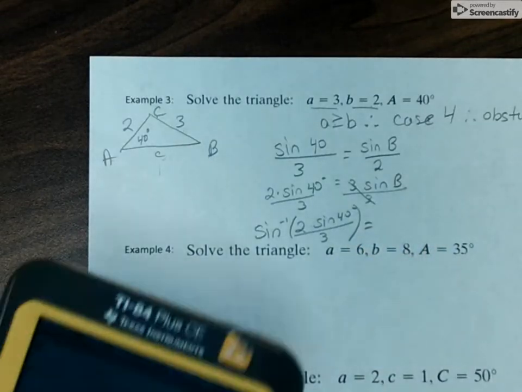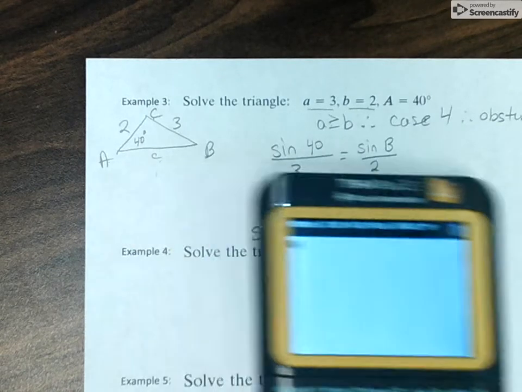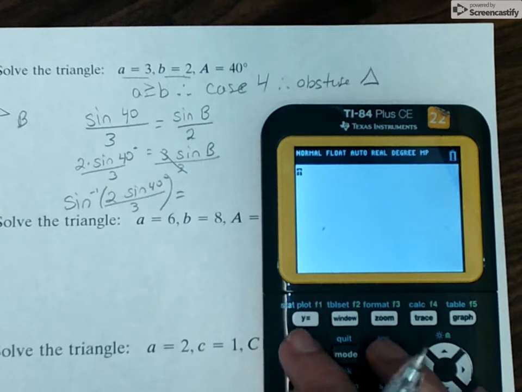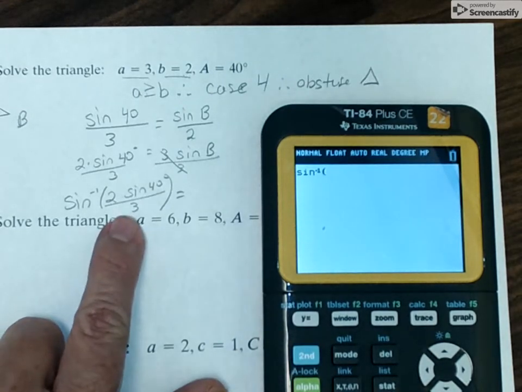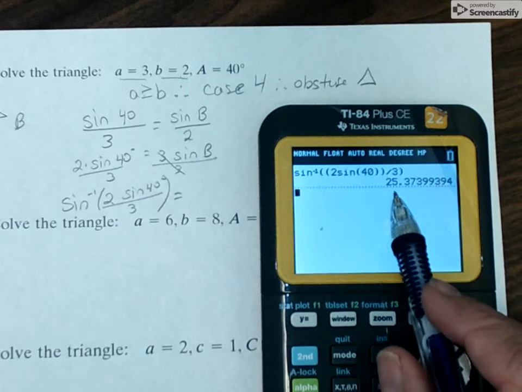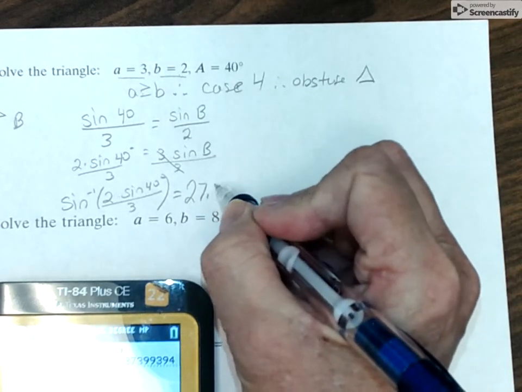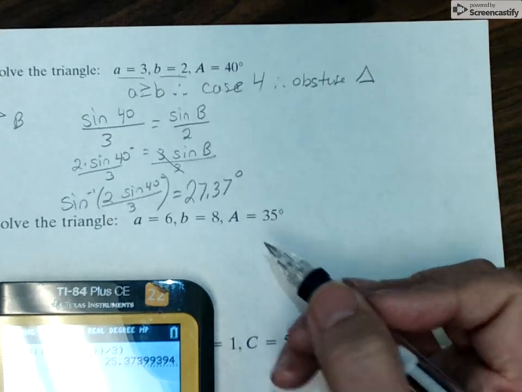So let's plug that in the calculator. Turn on your calculator. Again, make sure you are in degrees, which we are. And we're going to plug in second sine. I'm going to do a second set of parentheses in here just to differentiate the top and the bottom. 2 times the sine of 40 degrees. Okay, close parentheses. So that's the end of the top, divided by 3. Close parentheses, and enter. And we have, again, we're keeping 2 decimal places, so 25.37 degrees is angle B.